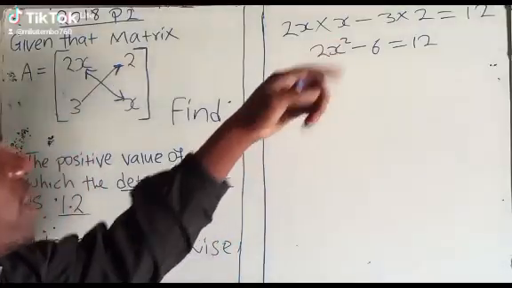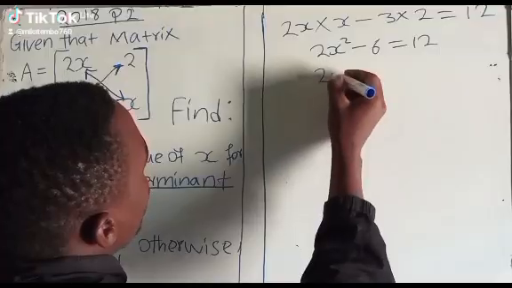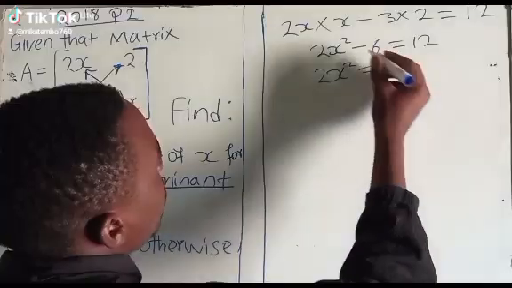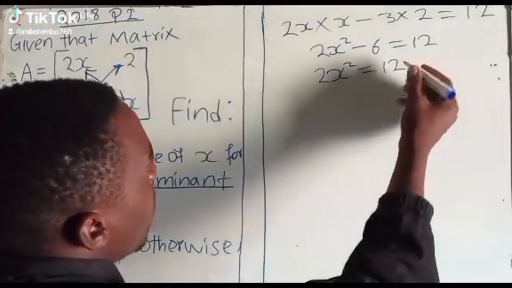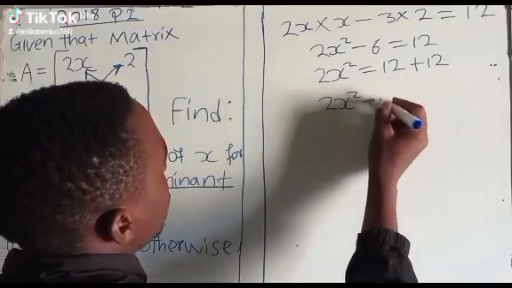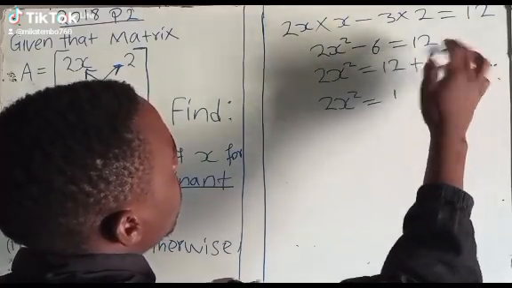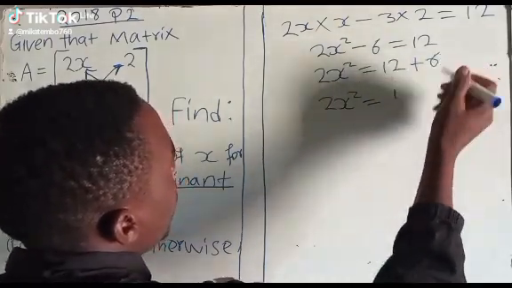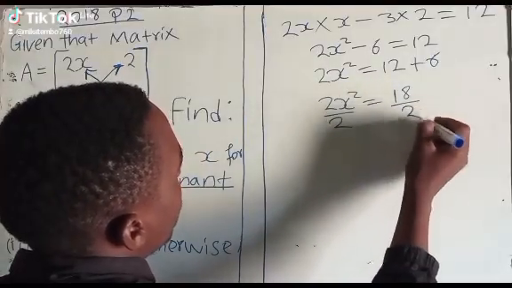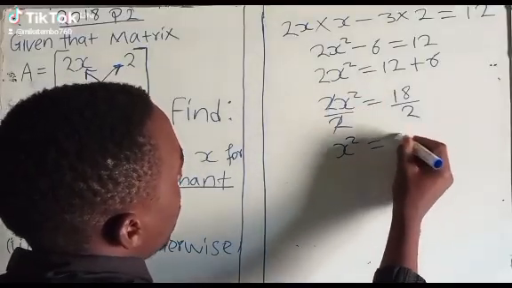So we have to make 2x squared the subject of the formula in order for us to find the value of x. So we are going to say 2x squared is equal to 12. So this -6, after jumping the equal sign, will be a positive 6. Sorry, this was supposed to be a 6. So 12 plus 6 will give us 18. So we are going to say over 2, over 2. So that 2 and 2 should cancel. We are going to have x squared is equal to 9.